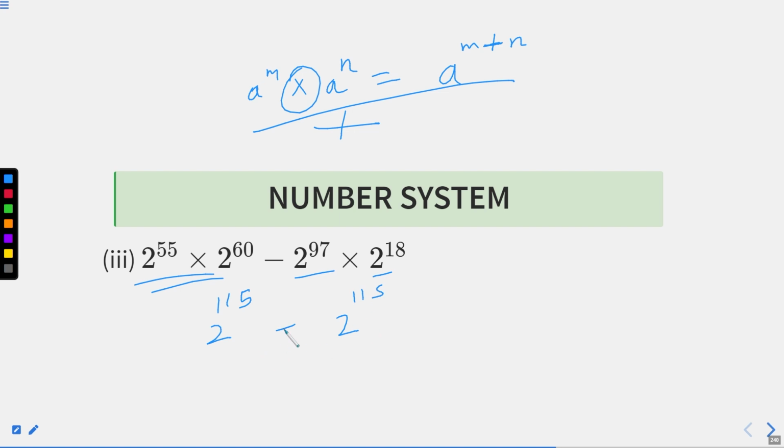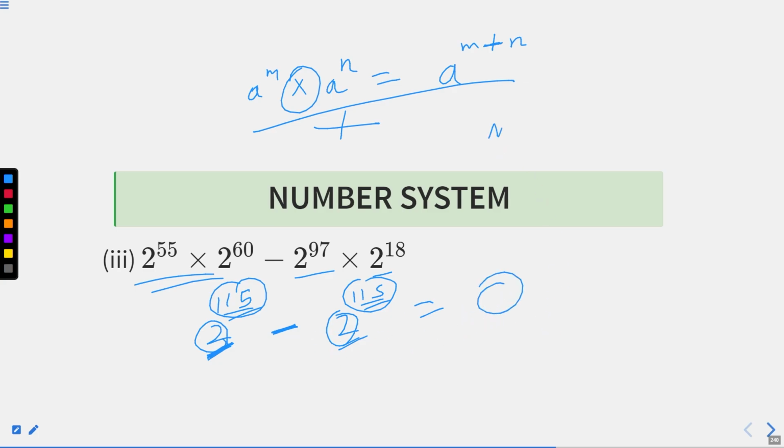Now I can easily subtract them because the base is same and the power is same. So whenever the base and the powers are same, both the things are same, so then only we can add and subtract two exponent numbers. So both are equal, so it is 0.